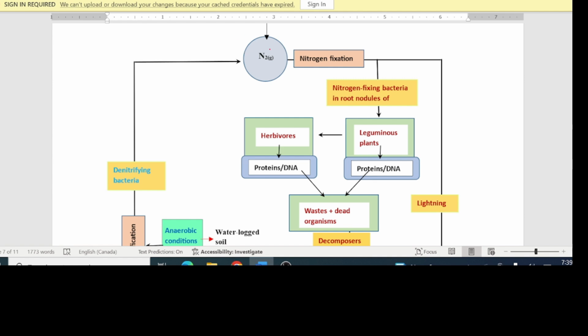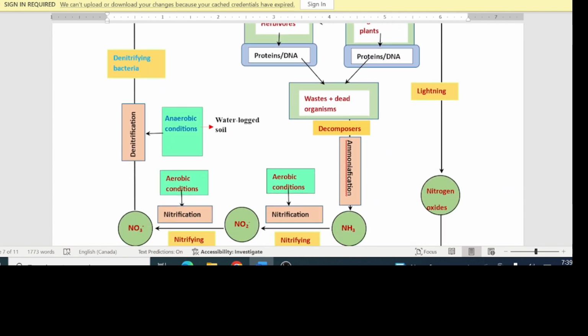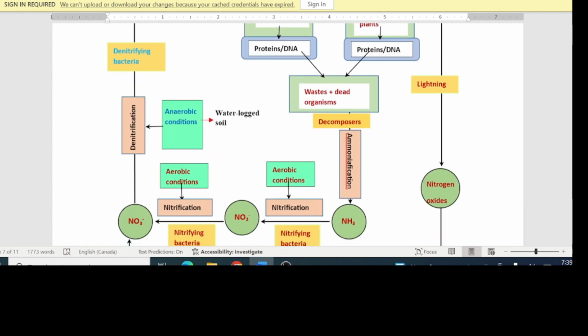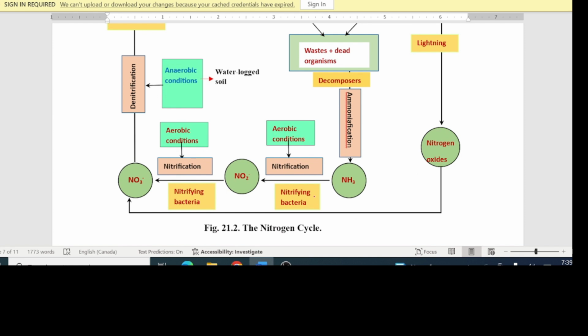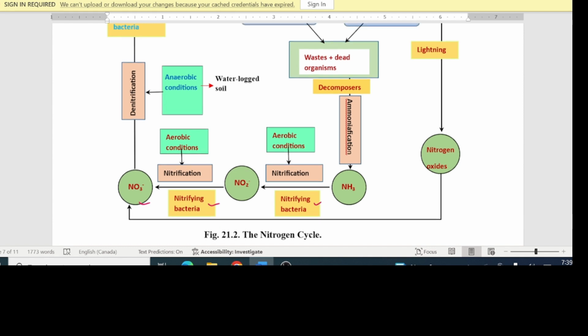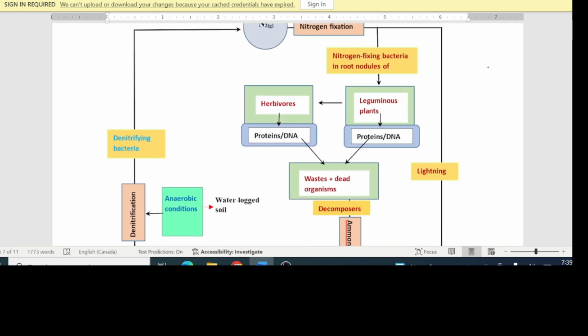So, first of all, atmospheric nitrogen is fixed by lightning, okay, into oxides of nitrogen, and these, with the use of aerobic nitrifying bacteria and molecular oxygen, are changed into nitrate ions that can be absorbed by the plants. Secondly, we have nitrogen-fixing bacteria in the root nodules of leguminous plants that change nitrogen into nitrates.